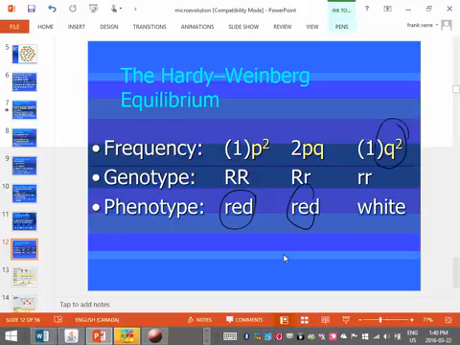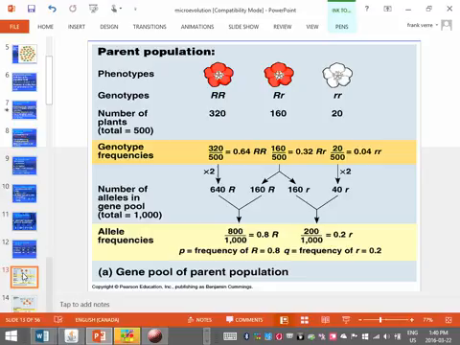So you can spot a problem here. Because if you're a red flower, you don't really know if that plant is homozygous red or heterozygous. Because in both cases they look the same. But if you have a white flower, because white is recessive, then you automatically know that plant must be homozygous recessive, right?